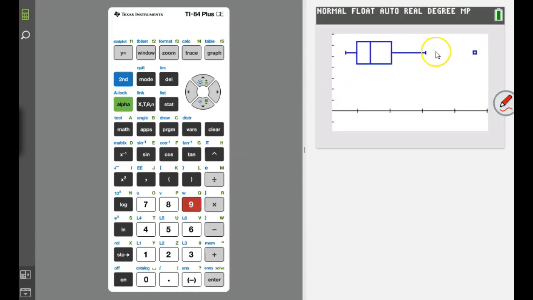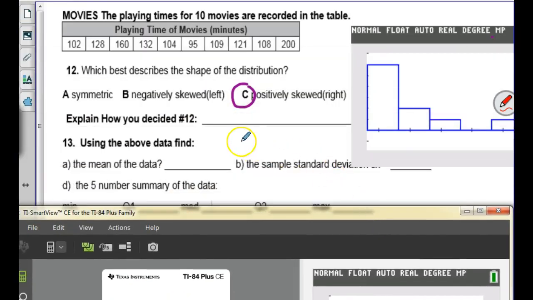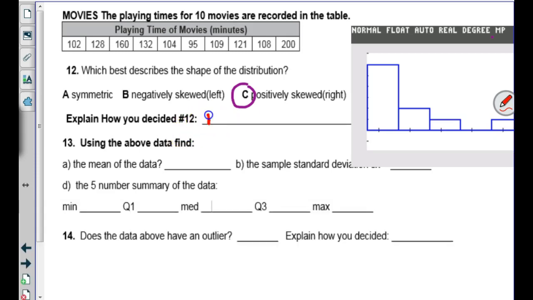And the reason it's skewed again is because if we were to drag this whisker all the way out to here, it would obviously have one whisker much, much longer, okay? But there is an outlier. So how would you decide for number 12? You could say the right whisker was significantly longer, or that the tail dragged to the right. And again, when you do that, you're really going all the way out to the outlier, okay?